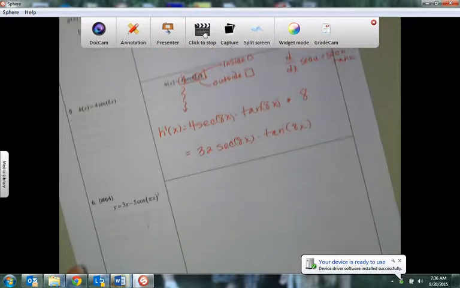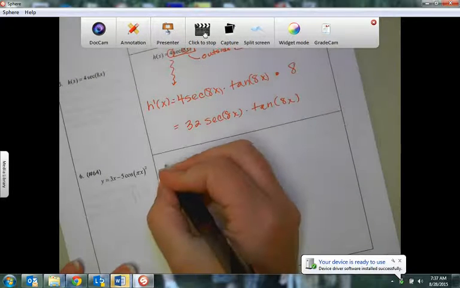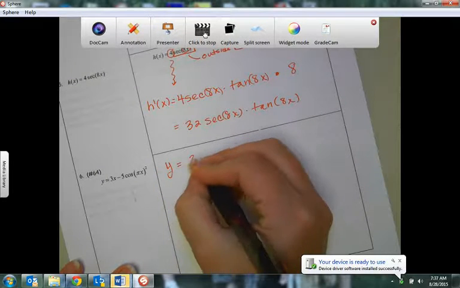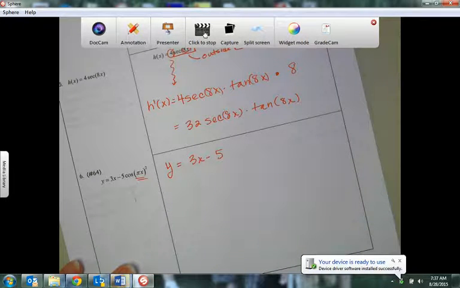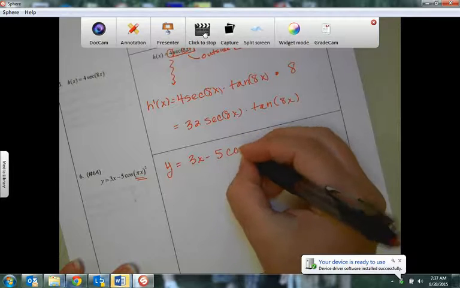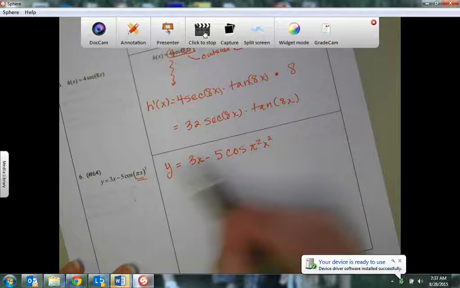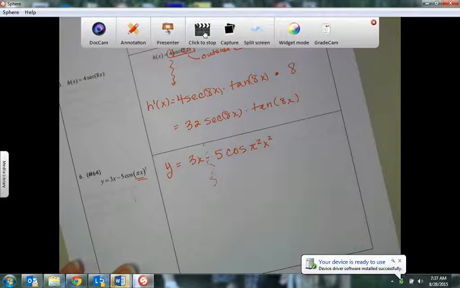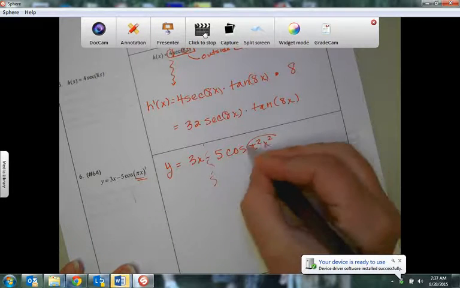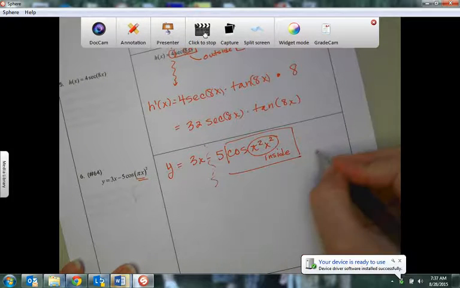Okay, number 6, I'm going to rewrite this just a little bit before I begin. So I'm just going to distribute that square so I can see this a little bit easier. So that's pi squared x squared. So now I can break this apart into 2 different things since it's a plus or a minus. And then over here I have my inside and I have my outside. And the 5 goes along for the ride.